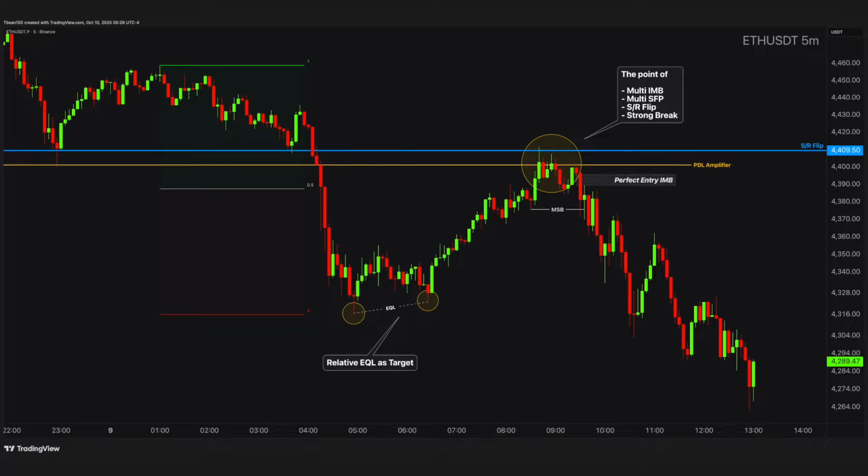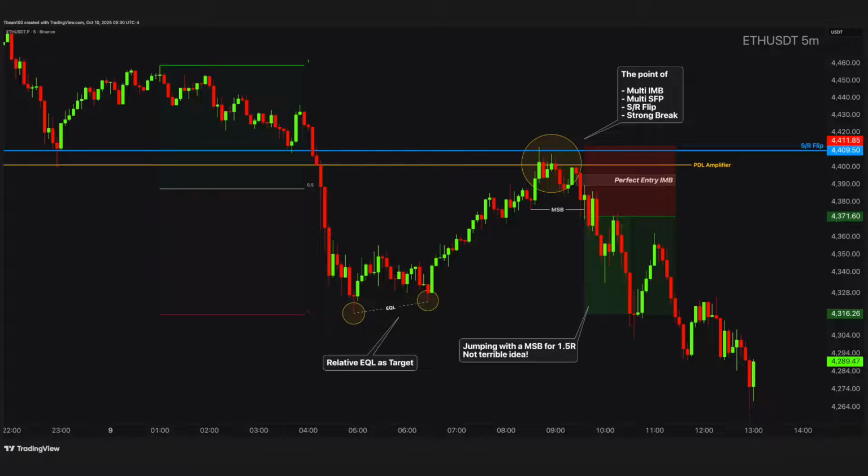Now, in my opinion, the perfect entry location would have been around this imbalance area. But unfortunately, price never pulled back there. In situations like that, you should still consider entering when the market structure breaks. Just make sure your stop loss covers that imbalance zone.